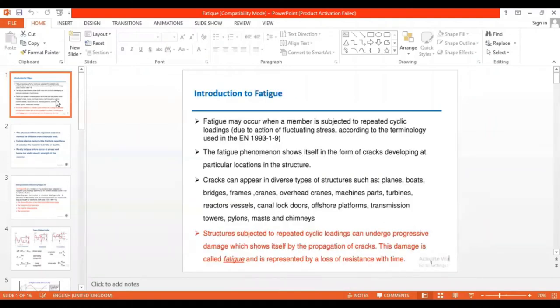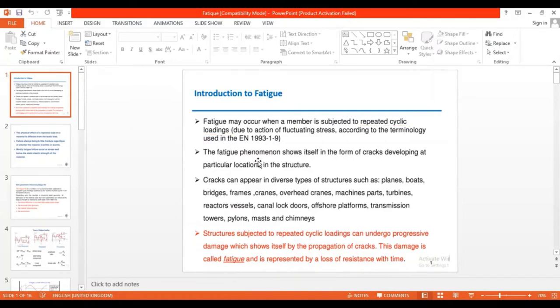Introduction to fatigue. Fatigue is another kind of failure, like corrosion. Fatigue may occur when a member is subject to repeated cyclic loadings due to the action of fluctuating stress, according to the terminology used in this lesson. If a certain action is happening again and again, that will create fatigue stress and failure in the object.